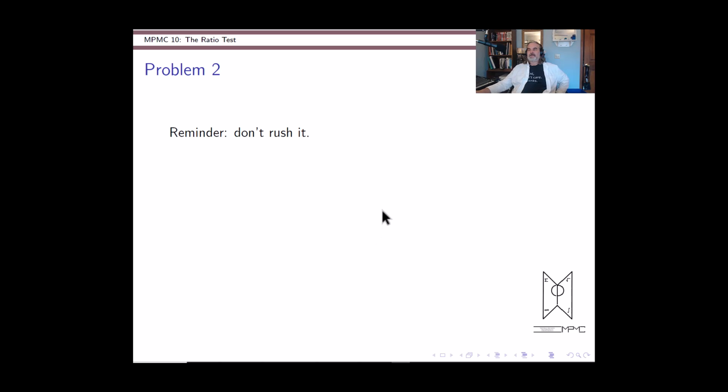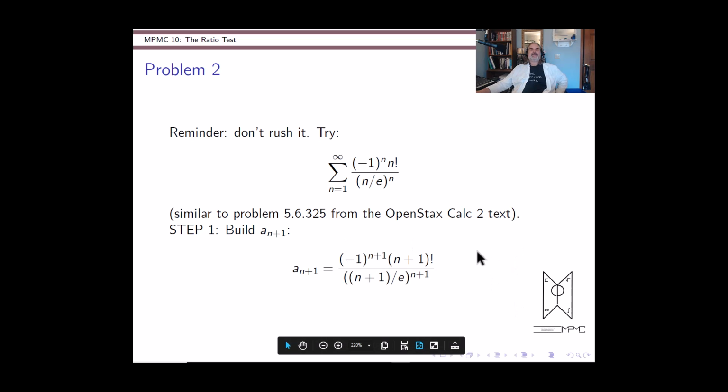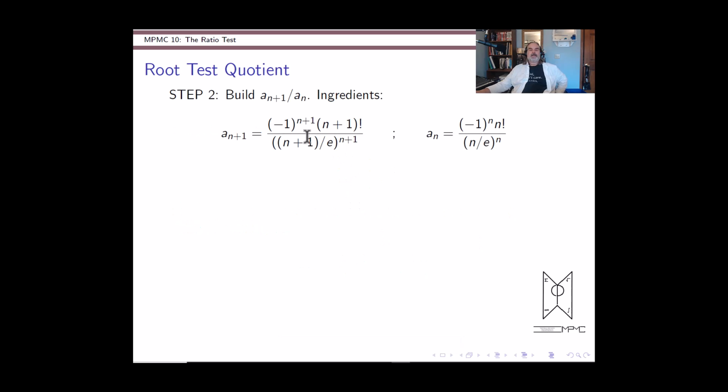Okay, so here comes a second example that's going to be more complicated. But again, the advice is just be patient and don't rush things. So we've got (-1) to the n times n factorial over the quotient n over e all to the nth in the denominator. Okay, so I'm going to build a sub n plus 1. Yuck. All the n's have been replaced by n plus 1. It is what it is. Here are a sub n and a sub n plus 1 side by side, so that we can now build the ratio a sub n plus 1 over a sub n. And again, remember, I've just put a sub n plus 1 down and then inverted and multiplied by the a sub n recipe.